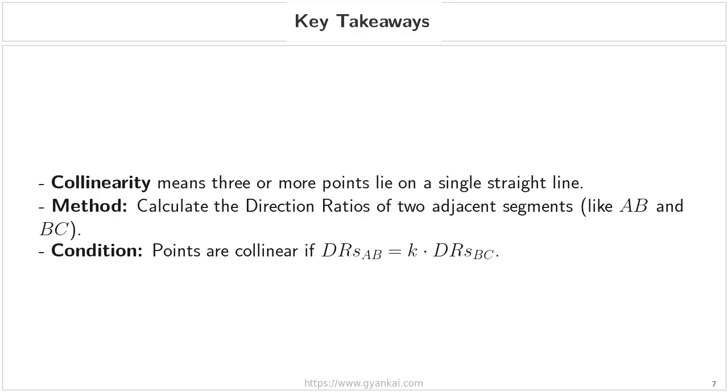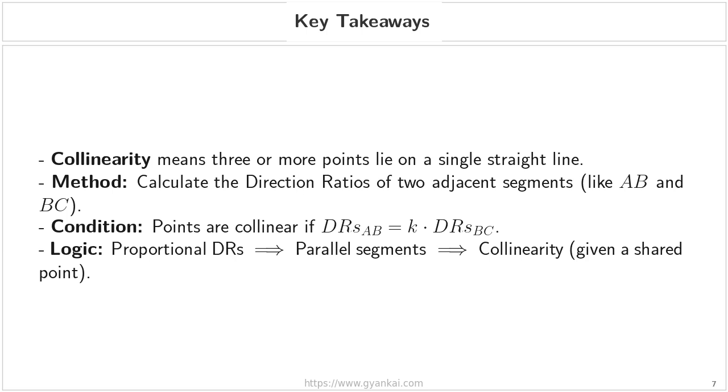Now, what is the specific condition we are looking for? The points are collinear if the direction ratios of AB are proportional to the direction ratios of BC. In mathematical terms, this means the direction ratios of AB are equal to a constant, let's call it k, multiplied by the direction ratios of BC.